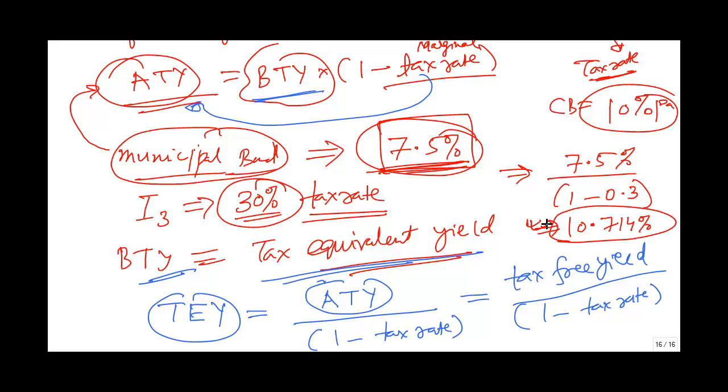Now which is better? This or the 10%? You will say that 10.714 is better. So this is one way to do it.